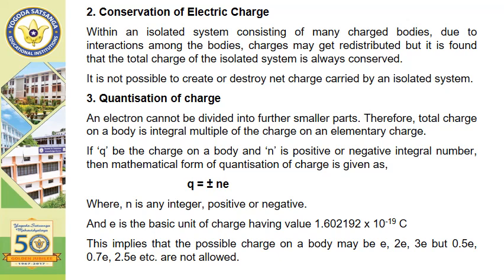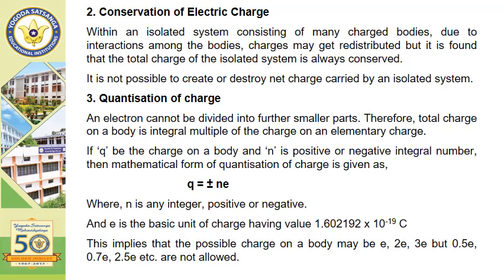Now, the next property is quantization of charge, and this one is very important. Since we all know the electron is an elementary charge which cannot be divided into further smaller parts, we can conclude that the total charge on a body is an integral multiple of the charge on an elementary charge, which has the value 1.602192 into 10 to the power minus 19 coulomb.